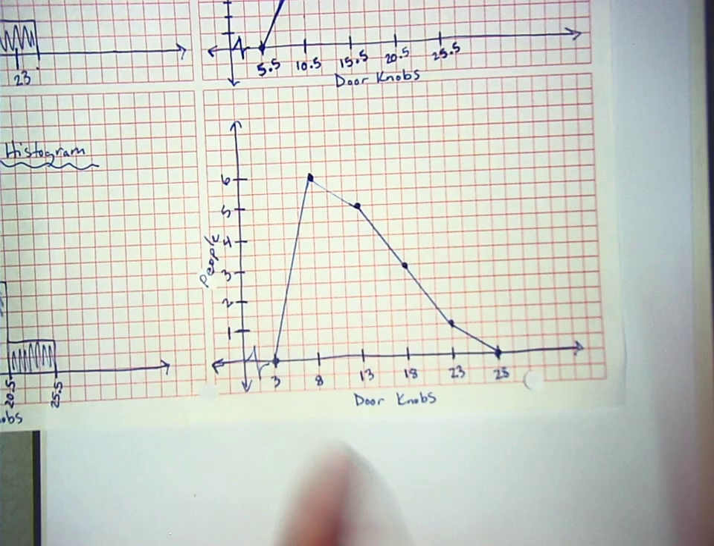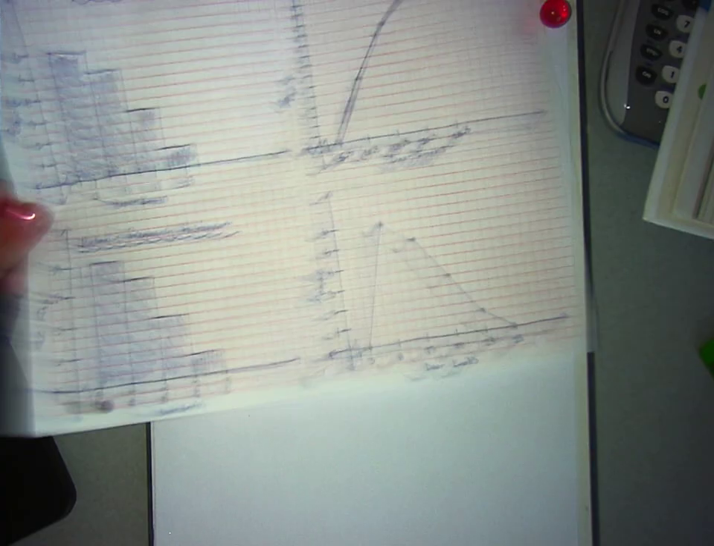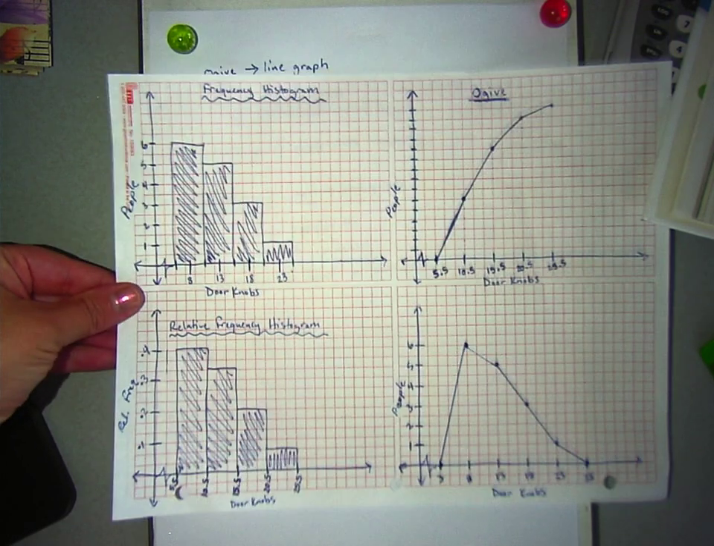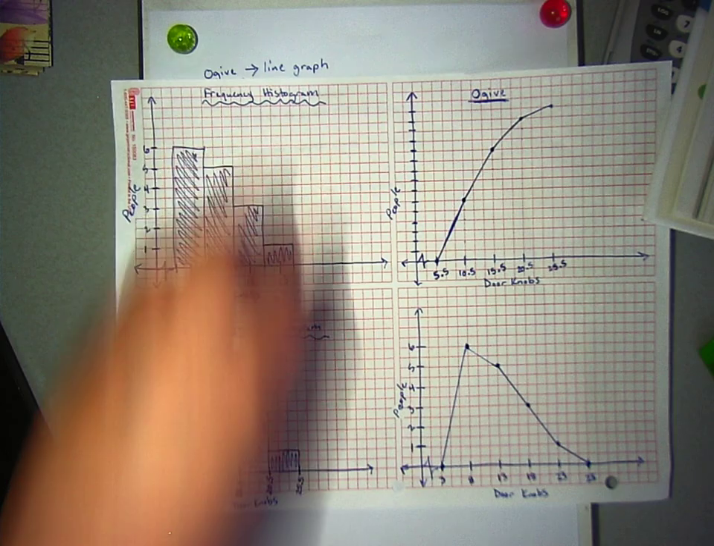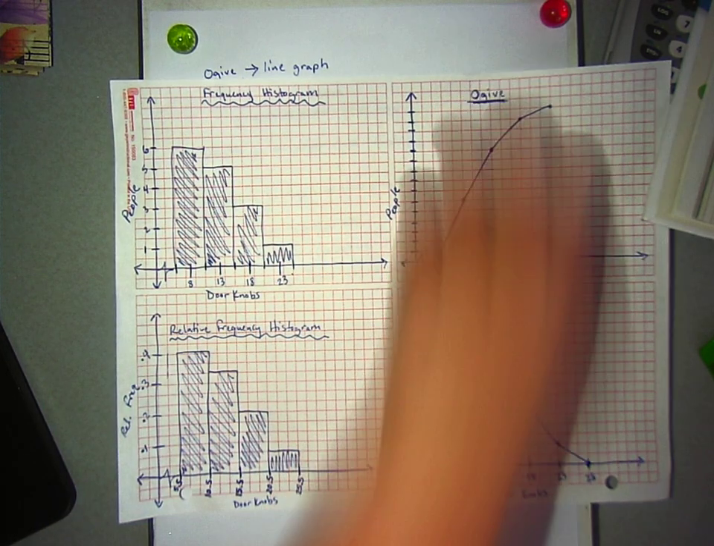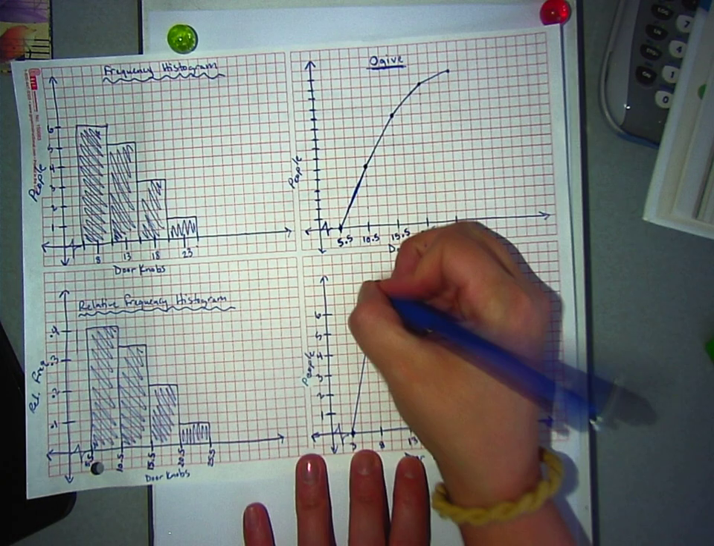All right, so that is 4 different types of graphs about the same data. A frequency histogram, a relative frequency histogram, an ogive, and this one was called a frequency polygon.